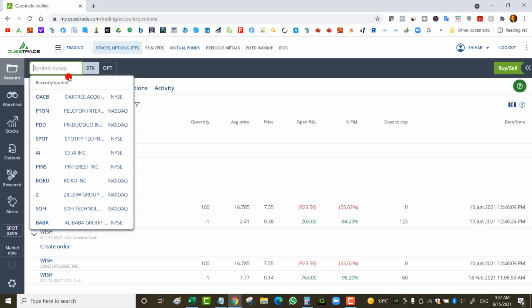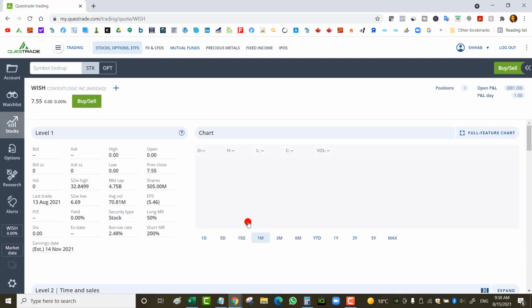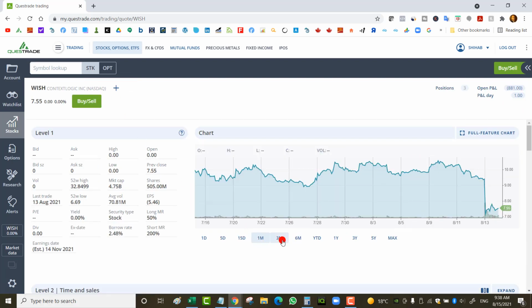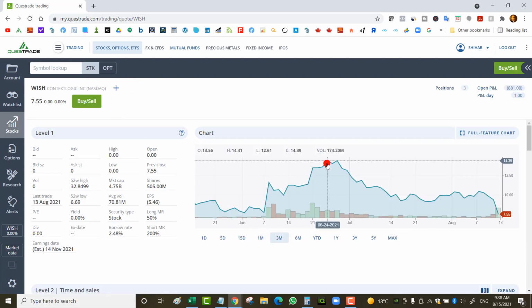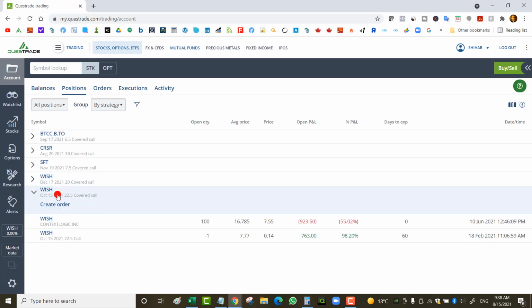What I don't get with Wish is that it was part of the short squeeze at some point, and it flew to $15, and now I don't know. Now it's down to $7. Actually, let's look at the, yeah, there you go, right over here. So I'm hoping it can happen again. That would be great. But yeah, right now I'm stuck with this position. All I could do is roll the call option and wait for the stock to recover.